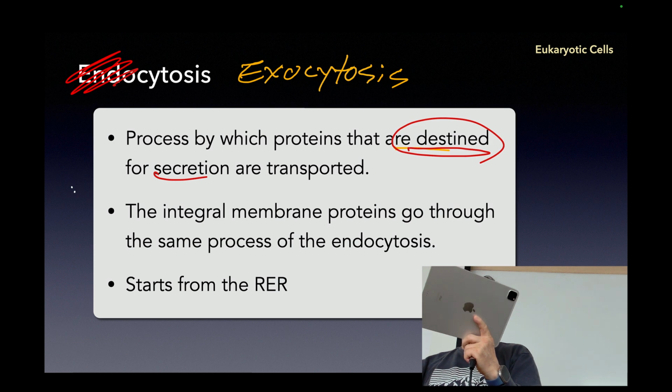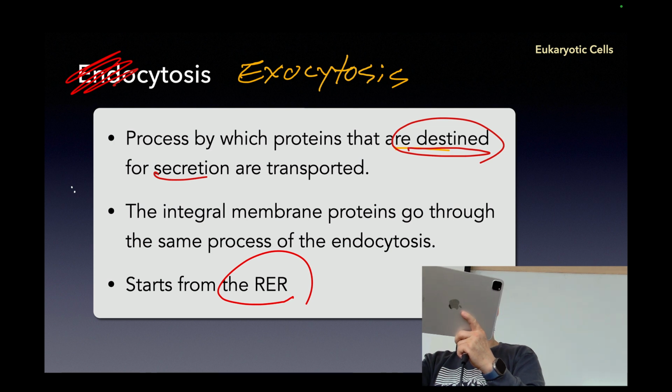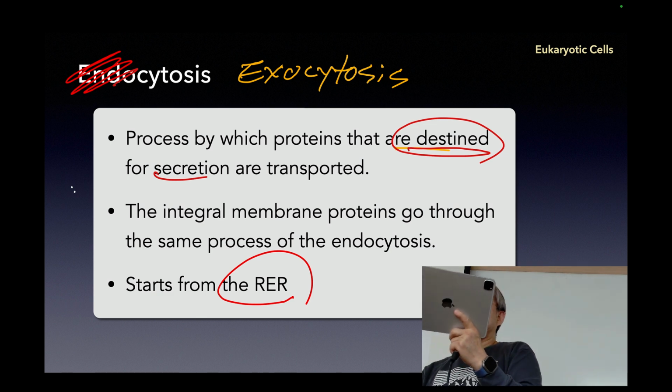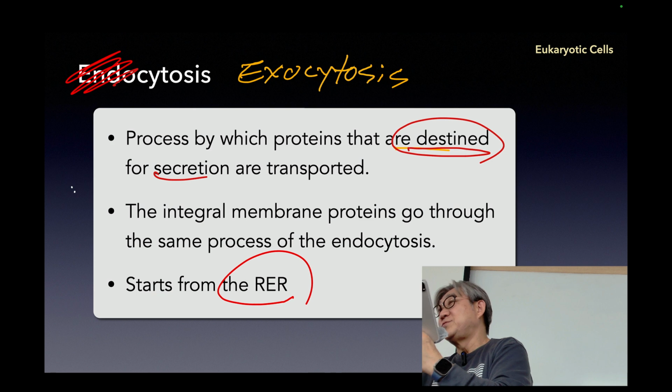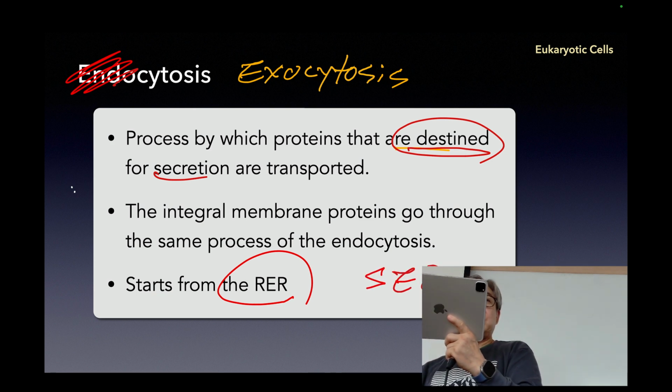Let's get it flipped. Okay, so all these procedures start from this rough ER. RER, by the way, is an abbreviated form of rough endoplasmic reticulum. We usually casually call the rough endoplasmic reticulum RER. And what about the smooth ER? SER, yes, is the smooth endoplasmic reticulum.